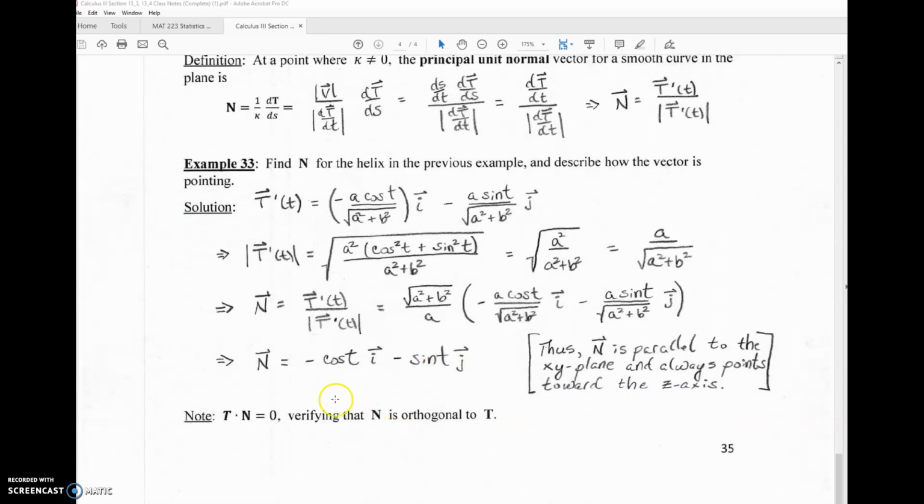The unit tangent vector is always going to be perpendicular to that. As a matter of fact, it always will be for every curve. The unit tangent and the principal unit normal are going to be perpendicular, so their dot product will always be 0.